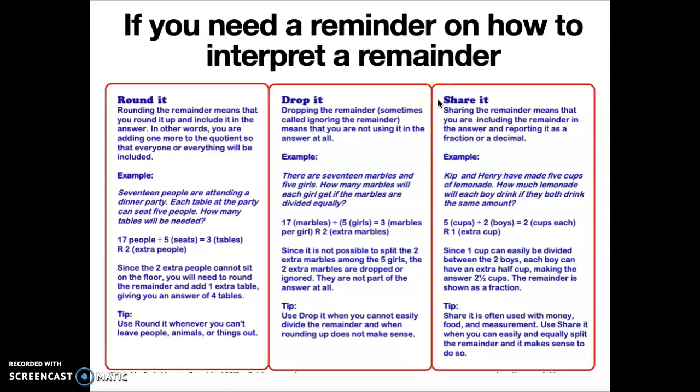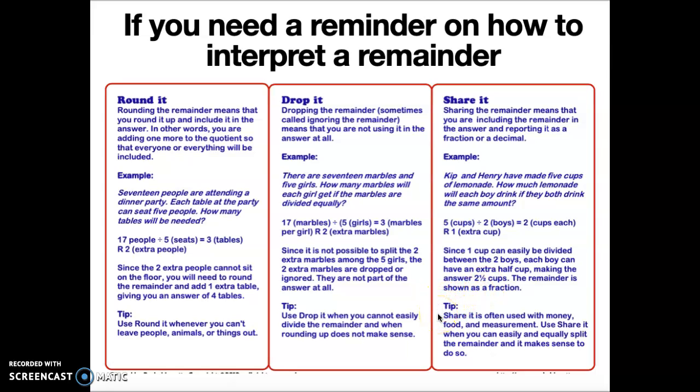Another way to interpret the remainder is to share it. Sharing the remainder means that you are including the remainder in the answer and reporting it as a fraction or a decimal. In this example problem, the 2 friends are sharing 5 cups of lemonade. When we do the math, each friend will get 2 cups each, and there's going to be 1 extra cup left over. Because it's lemonade and it can be easily divided between the 2 friends, each friend would get 2.5 cups. So here the remainder is shown as a fraction.